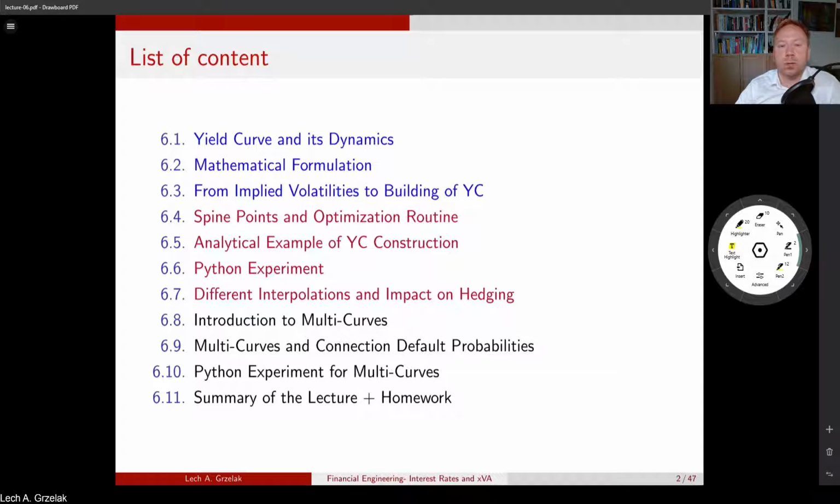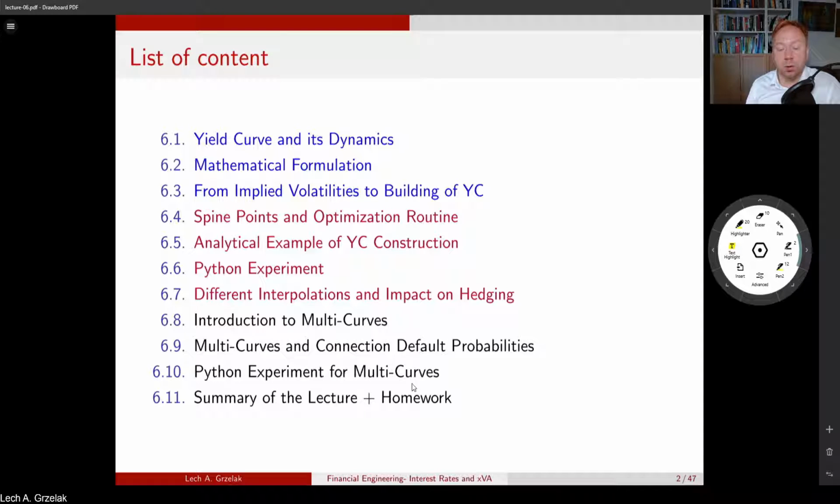Welcome everyone after the break. Today is block number 3 of lecture number 6 on building of a yield curve. In the previous lecture, we discussed the concept of building a single curve. Today, we will go into a more practical aspect where we talk about multi-curves and the relation of multi-curves and default probabilities of counterparties. This is a very insightful, very important block where, as before, it will be very practical because we'll also have a Python implementation of multi-curve.